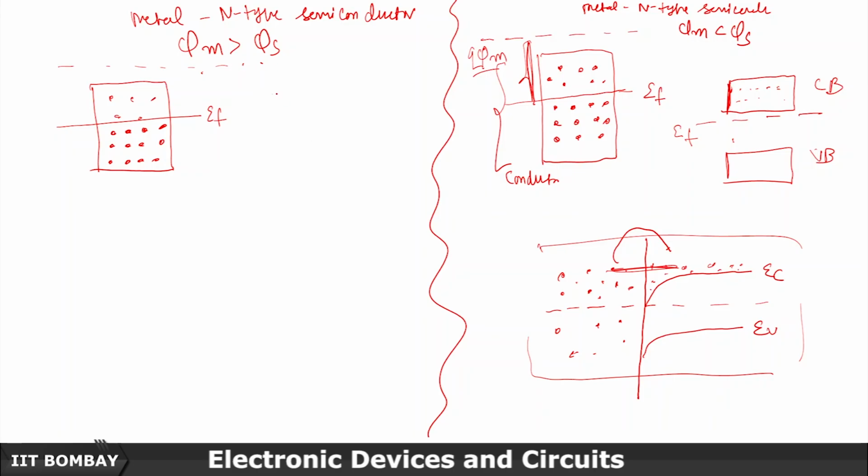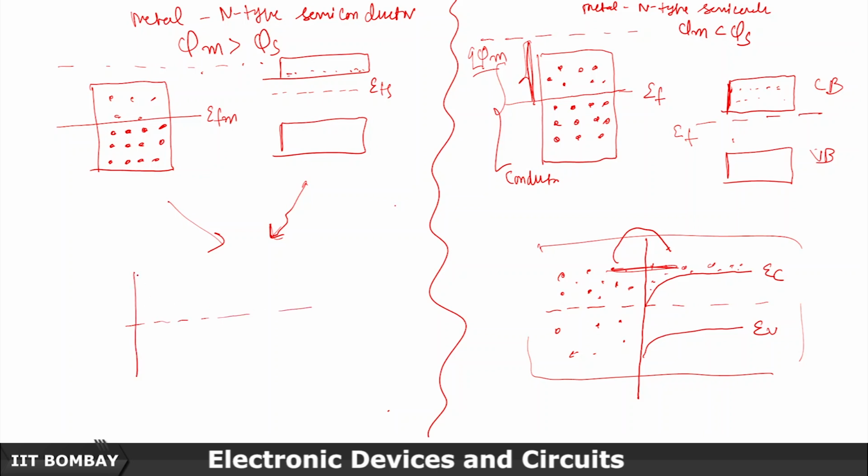Here, because phi m is larger than phi s, this is EFS, this is EFM. Conduction band is here, let's say, and valence band is here. So there are electrons in the conduction band. Once we fuse them together, what we get is something like this. If I just say Fermi energy level for both, right? This is the depletion region I'm talking about, W.